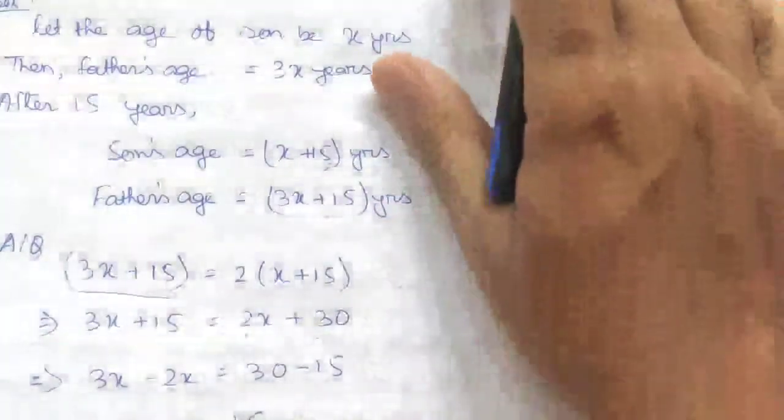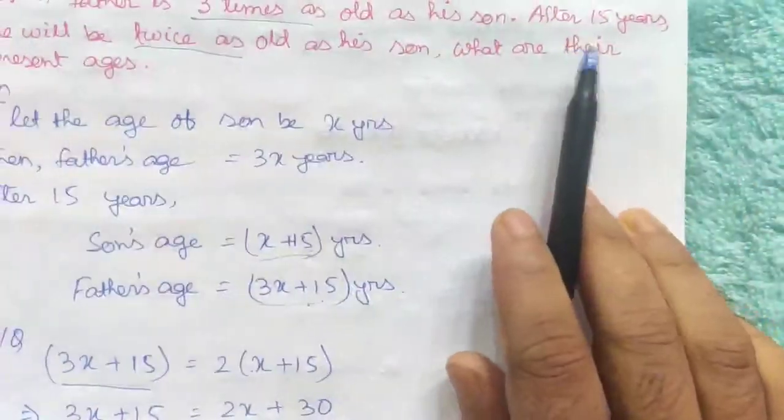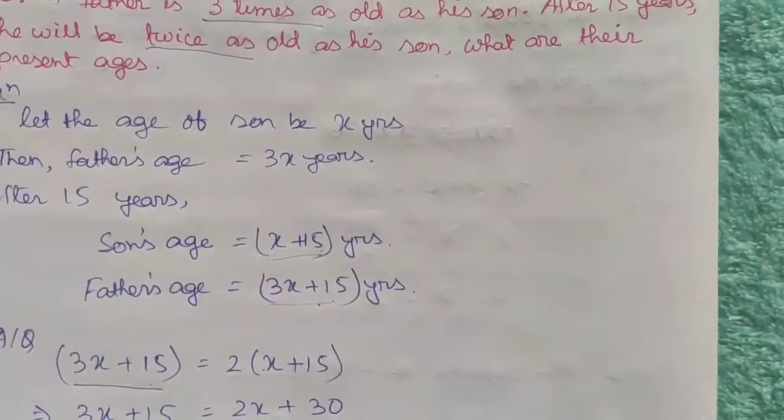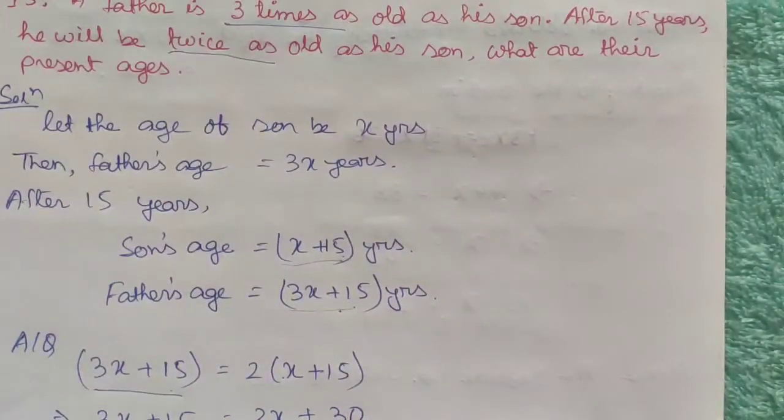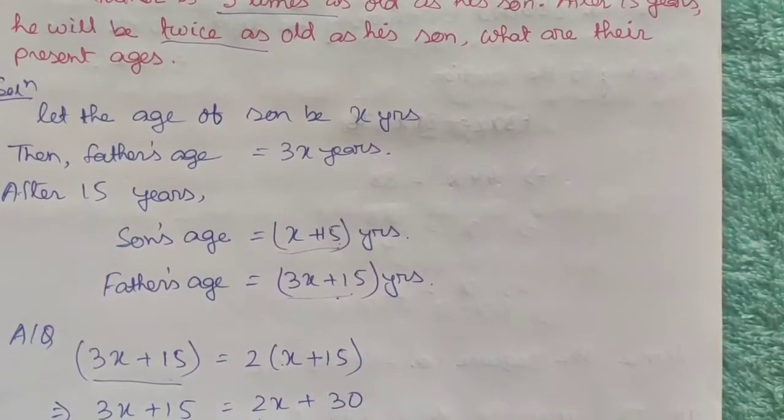Look here again. After 15 years, he will be twice as old as his son. Clear? Means what? After 15 years, suppose son's age will be how much? If son's age is x, so he will be how much? His son's age will be what? 2x. Clear?